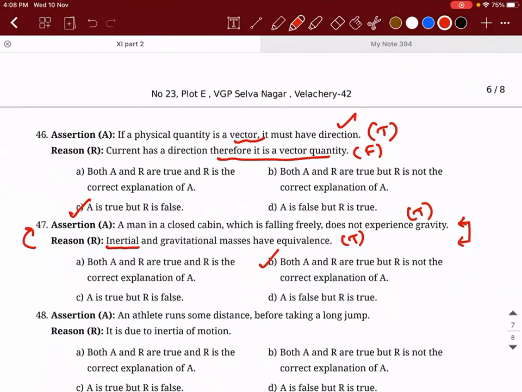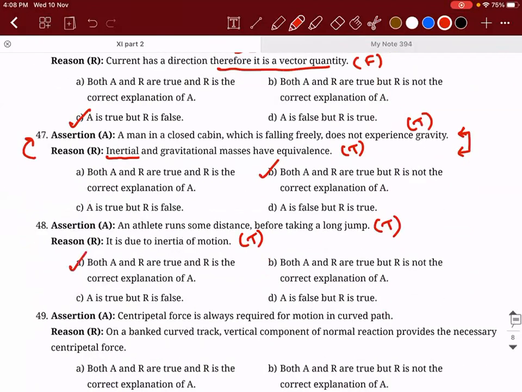An athlete runs some distance before taking a long jump. Is that right? Obviously, it is due to the inertia of motion. Is it right? Yes, sir. That is also right. Is that the right explanation? Yes, sir. So option A is right.